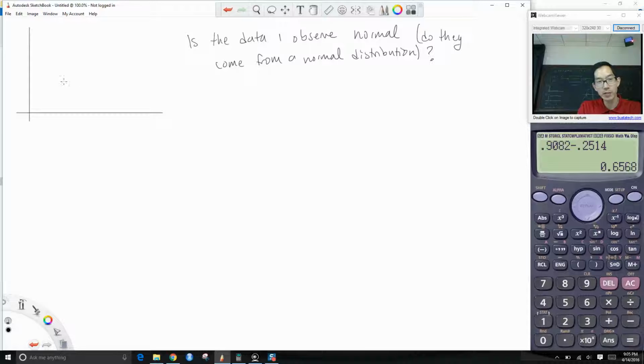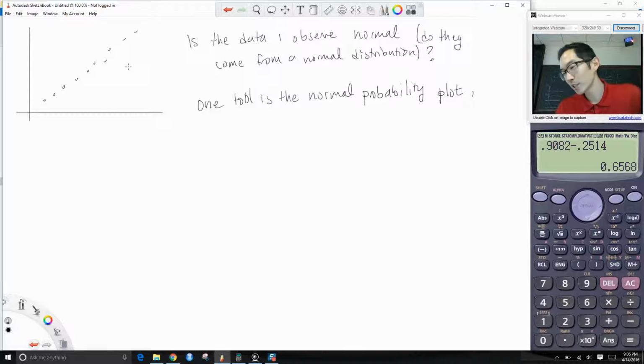And so we have a graph called the normal probability plot, and you produce one of these. So one tool is the normal probability plot. Basically, the answer is, if the normal probability plot looks like a straight line, then it's probably a normal distribution. And if it doesn't look like a straight line, then it's not a normal distribution.